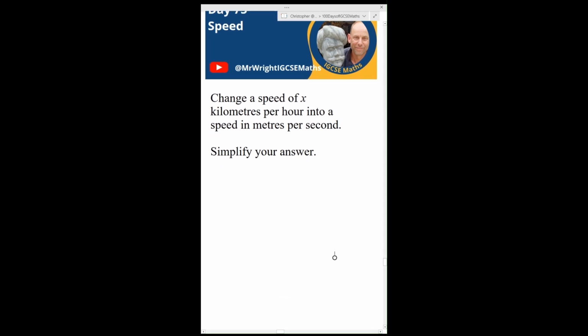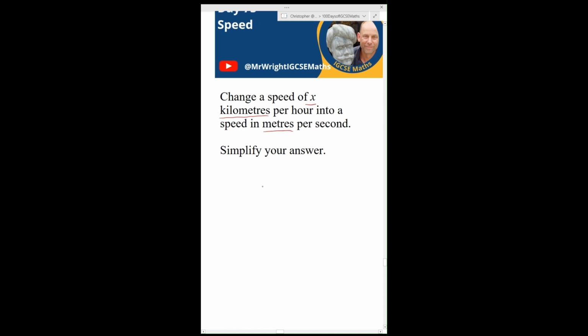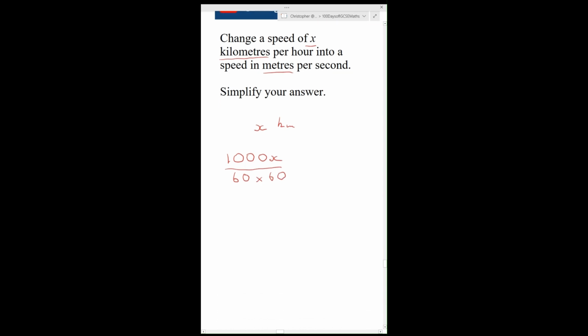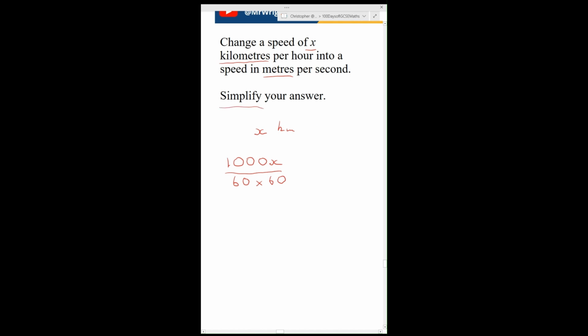Okay, if it's x kilometres an hour, and I need to change it into metres per hour, I'm going to get those x kilometres, and I'm going to write them as metres. So x kilometres is 1,000 times x metres, and that's how many metres an hour. So how many metres a second? Well, that's how many metres a minute. I have to divide by 60 again to get metres per second, and it asks me to simplify the answer. So if I put 1,000 divided by 3,600 in my calculator, I get 5/18. So the answer is 5/18 times x.